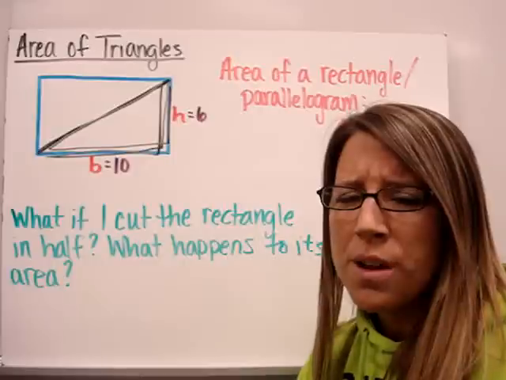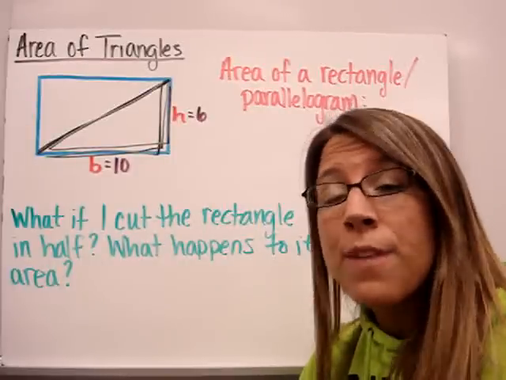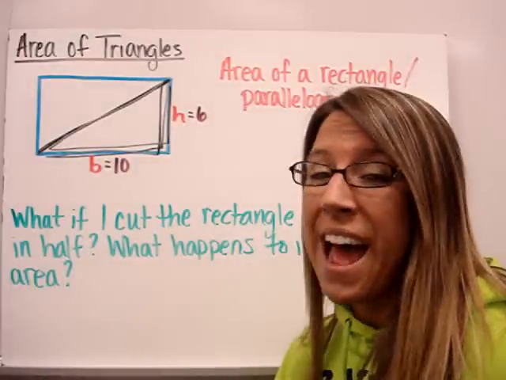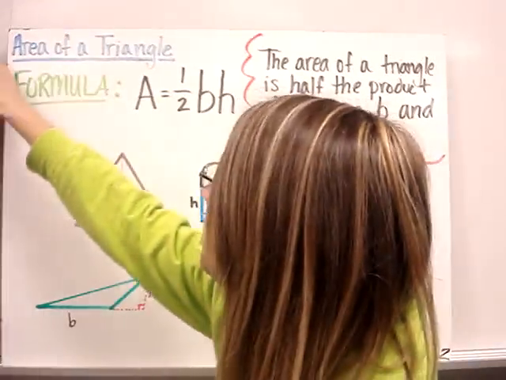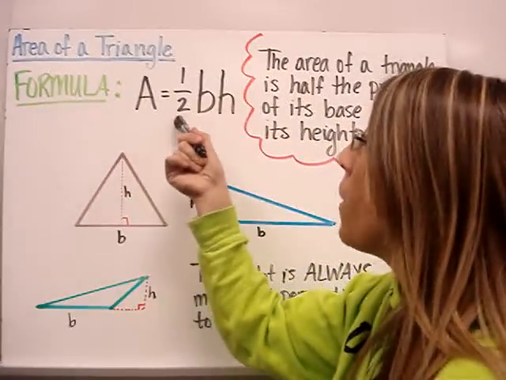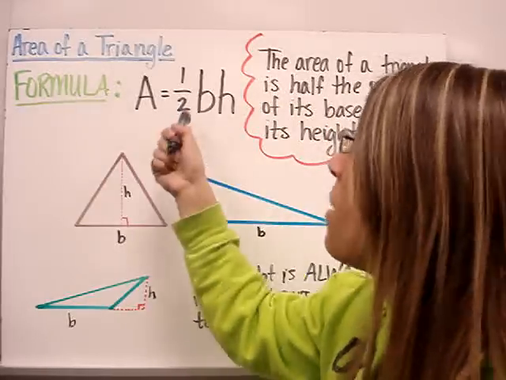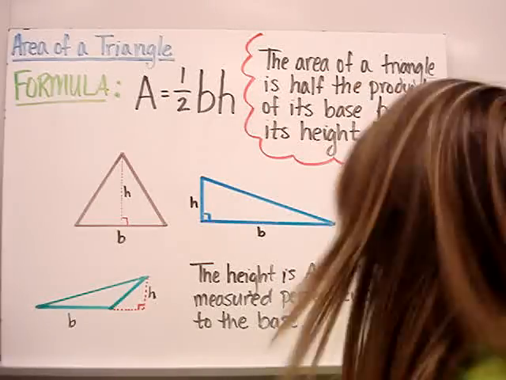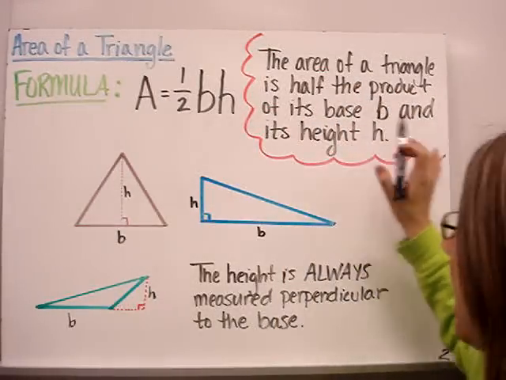So if that is true, then the way that we find the area of a triangle is very similar to the way we find the area of a rectangle, except we can just divide it in half, or divide it by 2. So here is your formula for area of a triangle. A equals 1/2 times the base times the height. So it's base times height, and then we are going to divide it in half. We're dividing it by 2. We're cutting it in half. The area of a triangle is half the product of its base B and its height H.